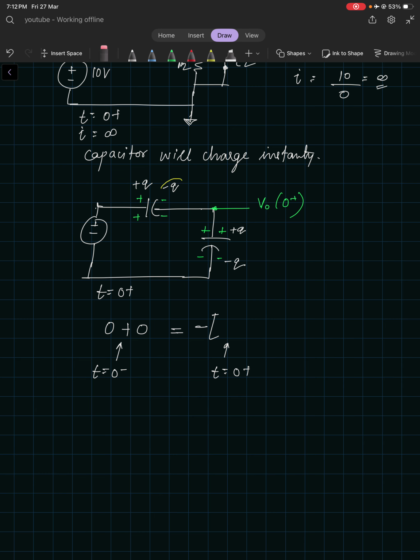If you see this node, oh god, why is this happening? The iPad also creates some problem. Wait, let me explain it. This is important.